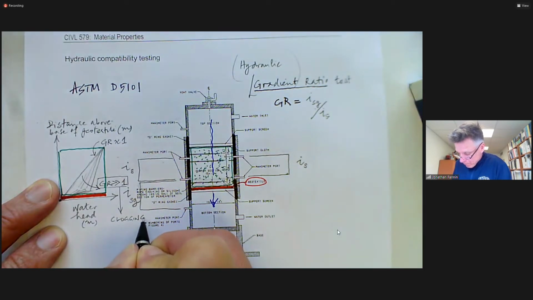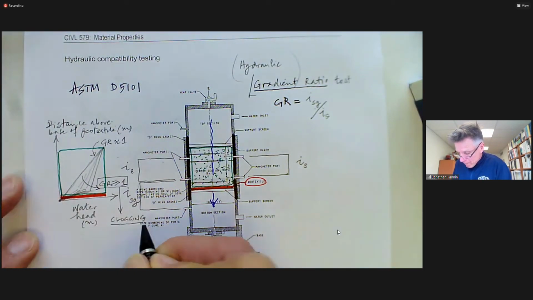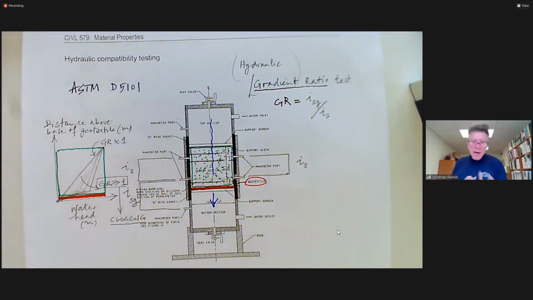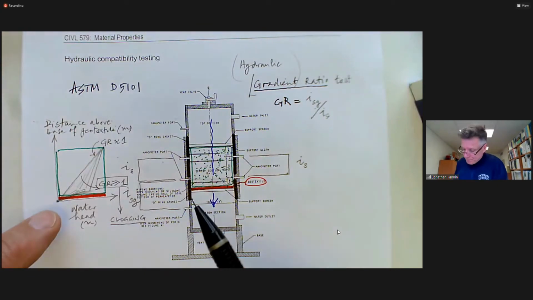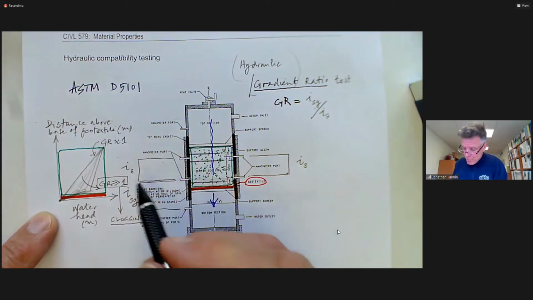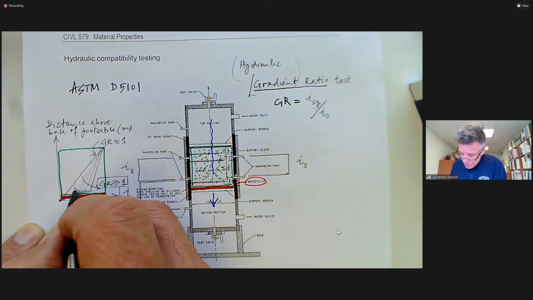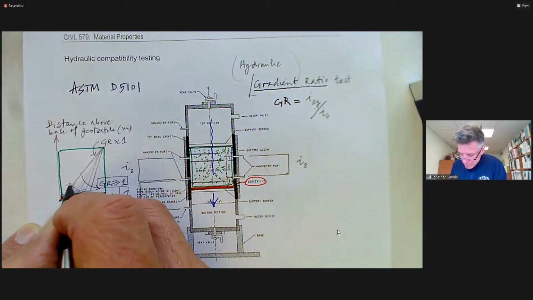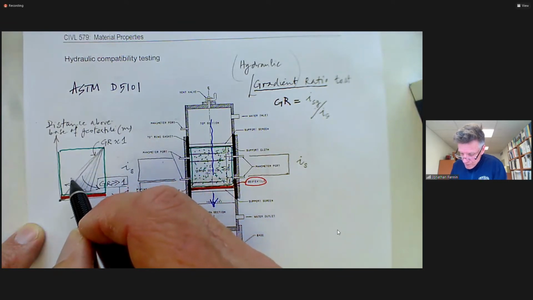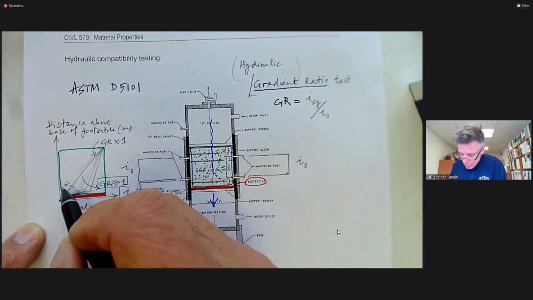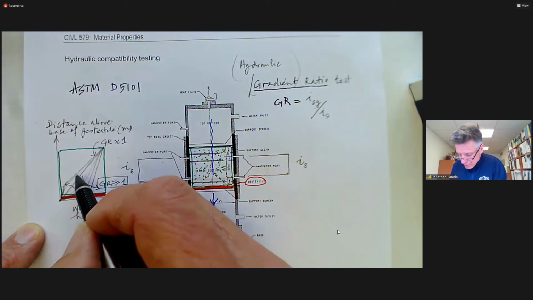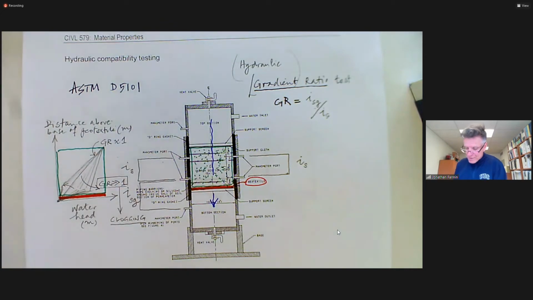Conversely, the gradient ratio will be less than 1 in the presence of piping. Not that much less than 1, because the hydraulic conductivity is not going to change percentage-wise too much. But were the hydraulic gradient to be less than 1, I'll draw it in a slightly exaggerated way, but were we to have a more permeable zone, the hydraulic gradient will be relatively less.